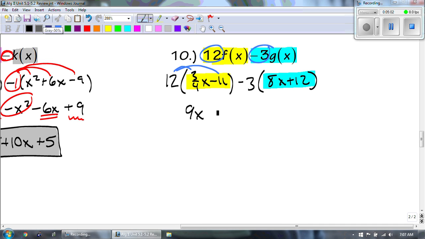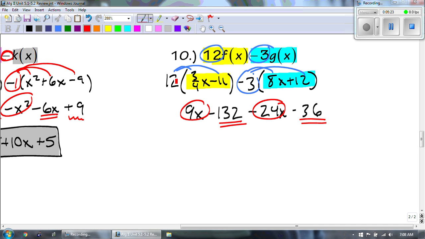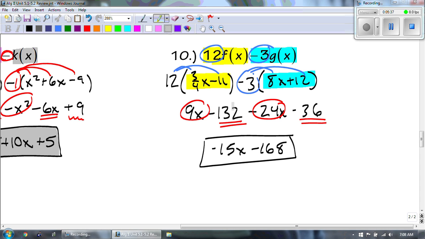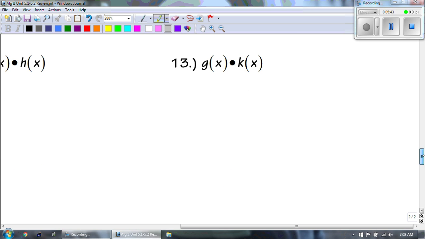12 times negative 11 is 132. And then we have the negative 3 times 8. Don't forget that's a negative 3. We get negative 24x. And then negative 3 times 12, negative 36. Combine your like terms. 9x minus 24x is a negative 15x. And negative 132 minus 36 is negative 168. All right, let's keep rolling.